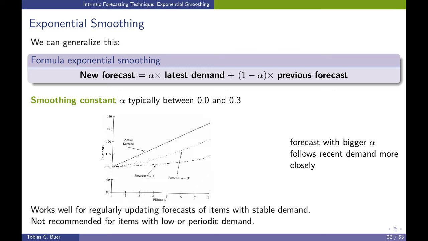The exponential smoothing works well to update forecasts in situations where the demand is rather stable. If the demand is unstable or very low or follows a strong periodic pattern, then the exponential smoothing is not the best method to use.